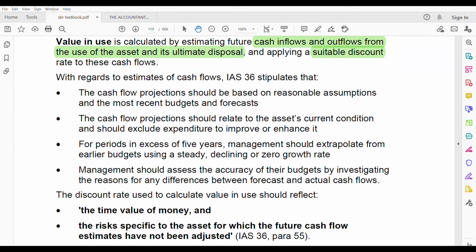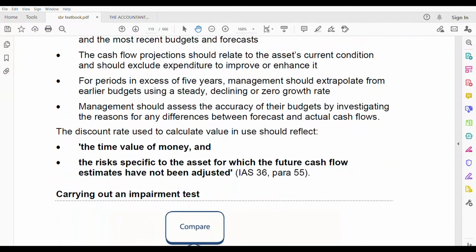Now let us go to the discount rate. Which discount rate should you use? This discount rate you use, obviously, to reflect the time value of money and the risk specific to the asset for which the future cash flow estimates have not been adjusted. Because you're focusing on your future cash inflows and outflows, today you need to find the present value of those future inflows and outflows. So you need a discount rate to discount it.